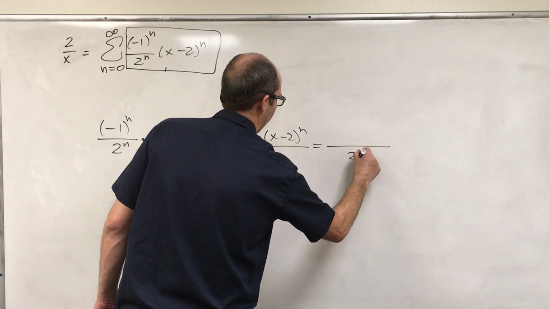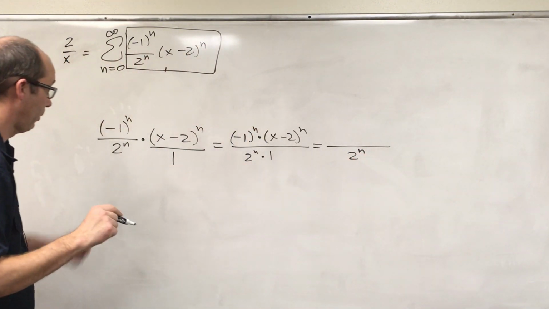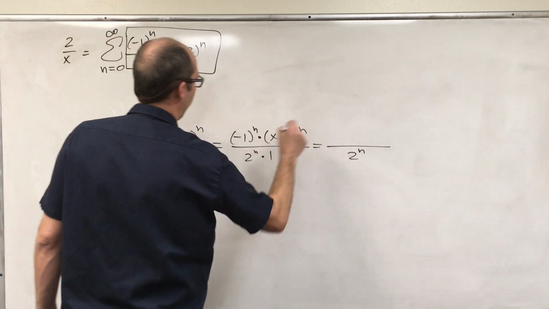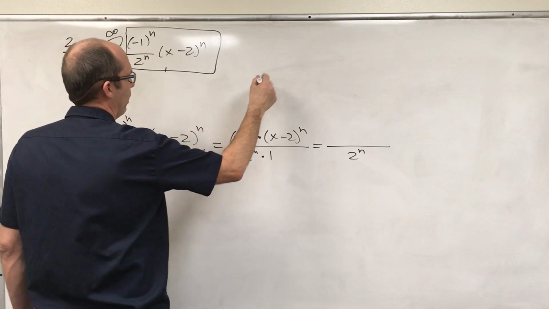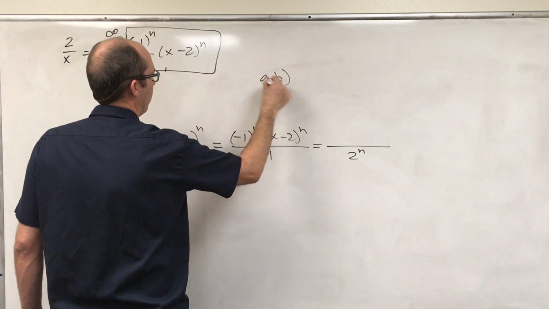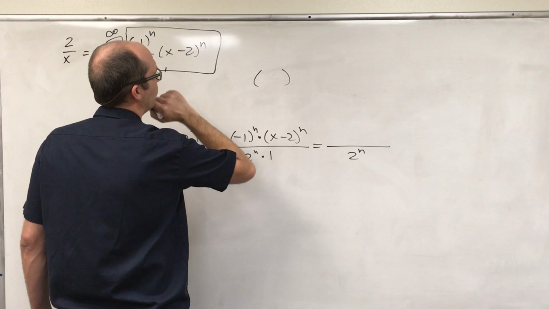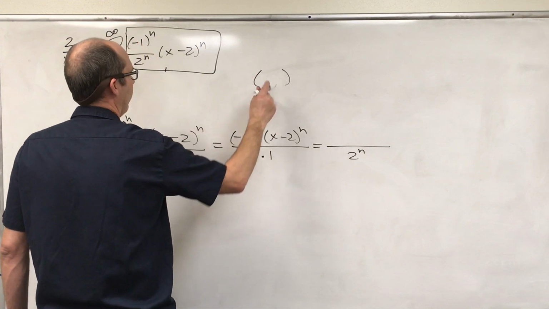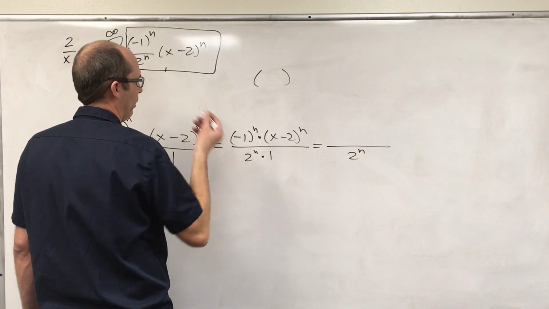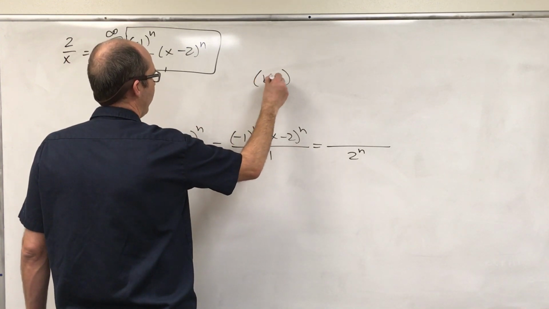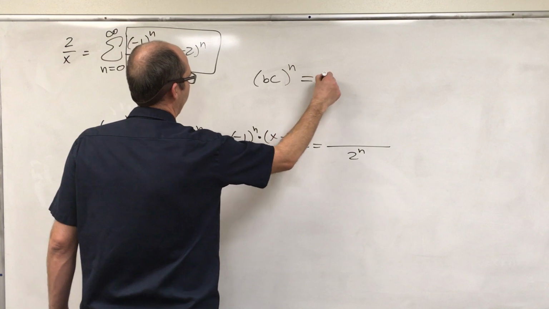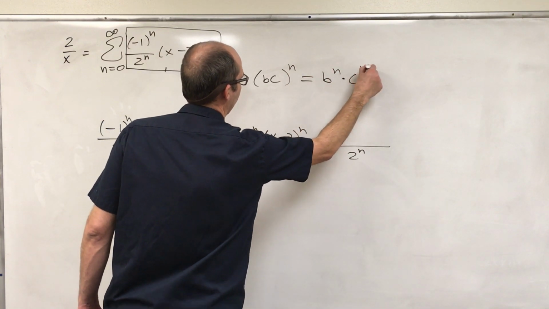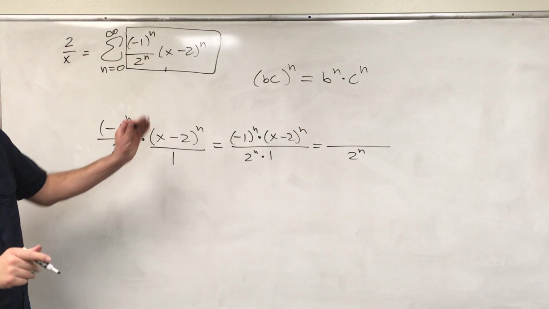Okay, this is over 2 to the n. All right, now to go from here to here, I'm going to use an exponent rule. You're probably used to seeing that rule. Let me use something else. Let's say x and y. We already got an x there. Now we already had an a. Let's say bc to the n is b to the n times c to the n. Because you're used to seeing it that way.